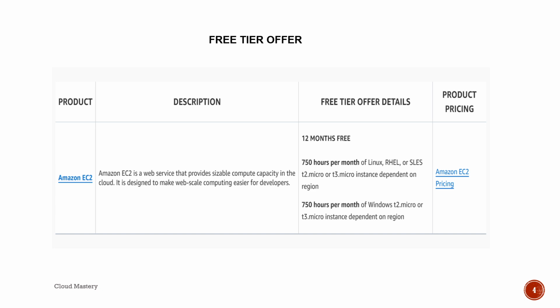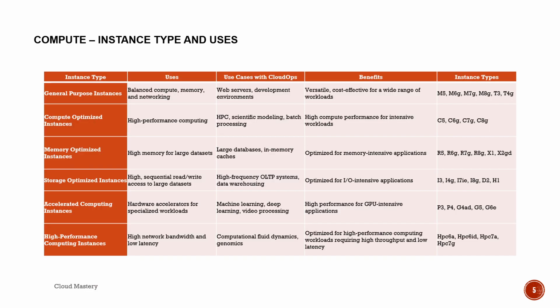Moving to the next one. Here we'll discuss instance types. There are multiple instance types in AWS, but majorly you will get the chance to work on the top three. That's the reason I put the top three instance types. They are called general purpose instances, compute optimized instances, and memory optimized instances. These three are highly used at any client, I can say.